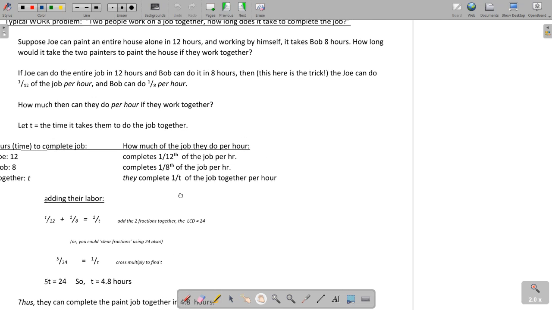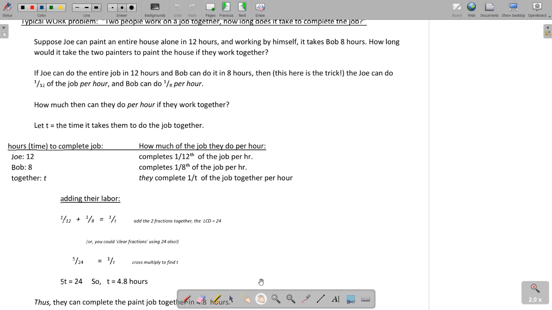Okay, so here we go. We have Joe can paint a house alone in 12 hours and working by himself, it takes Bob 8 hours. How long would it take if they work together? So here's the trick to these. You look at how long it takes them per hour. So if Joe does it in 12 hours, Bob does it in 8 hours. Here's a trick. Joe can do 1/12 of the job per hour. Bob can do 1/8 of the job per hour. How much can they do per hour if they work together?